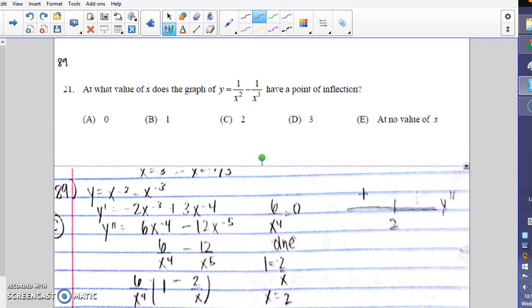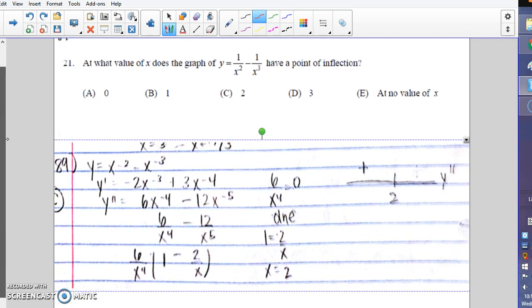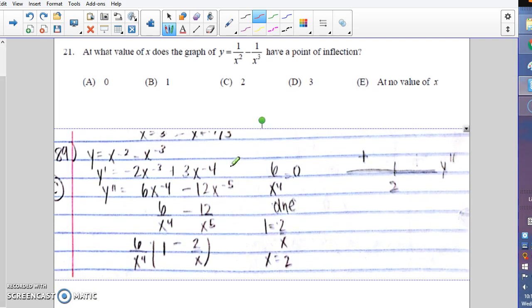Point of inflection, so you have to do 2 derivatives. There's your first derivative, there's your second derivative. I cleaned it up. I factored out 6 over x to the 4th. It's definitely a different factoring we're not really used to seeing. For it to equal 0, that does not exist. So really I'm just focusing on the inside stuff. Set the inside stuff equal to 0, kick the other stuff to the other side.